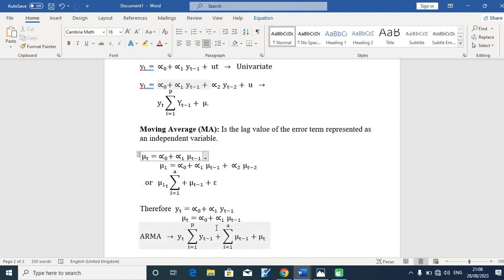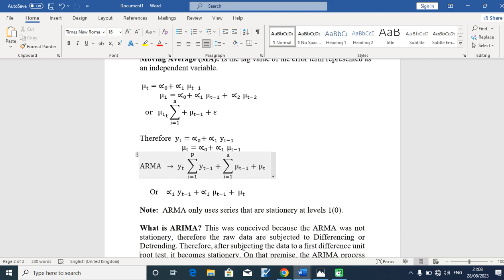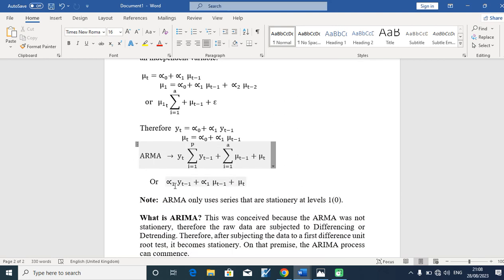The ARMA is the summation or combination of the AR component and the MA component, as we can find here. This is the first equation, the AR equation, while this is the MA equation. If you sum these two equations together, you arrive at what we have here. This is the ARIMA component.